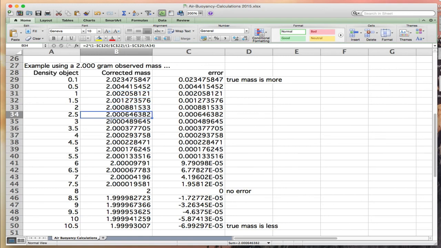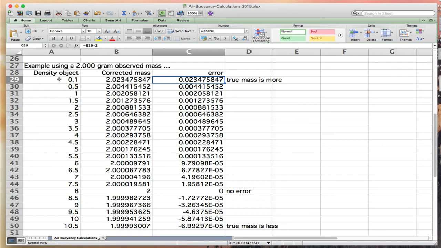So that's what I did. I went down and filled all these in. You can see now I'm down to A36. I calculated the corrected mass, and then I went in here and I said, well, here's my corrected mass minus what it should be, 2, or what was observed. And this is the error if I didn't apply air buoyancy.